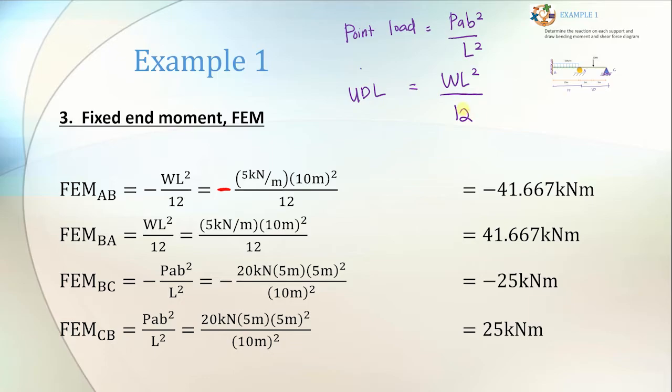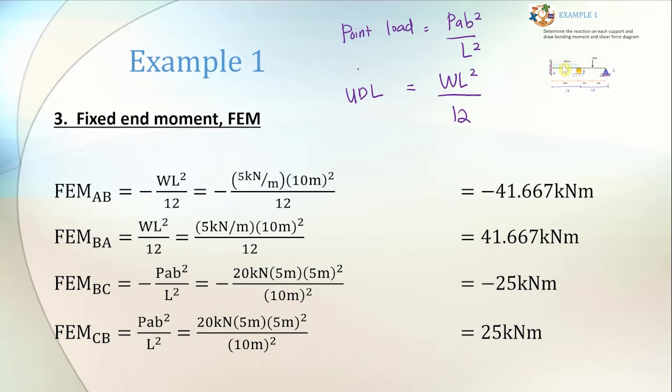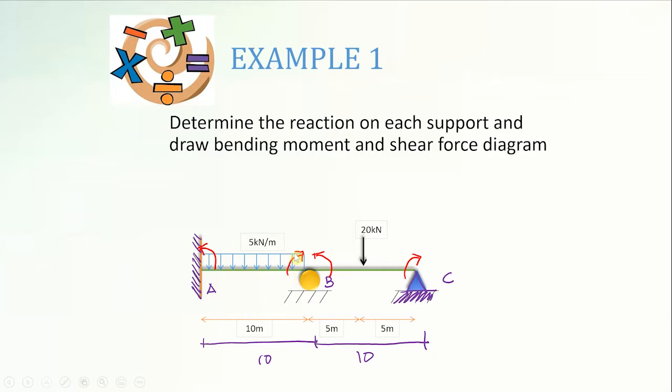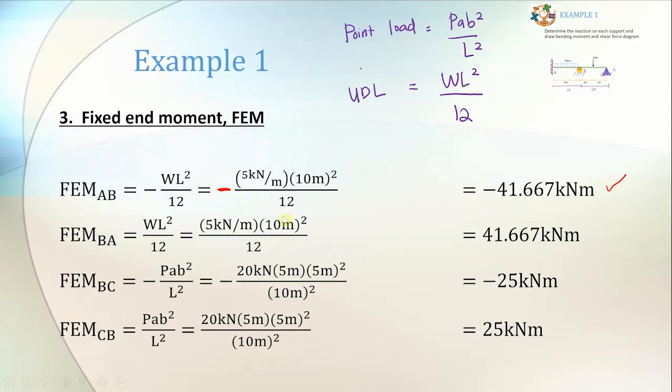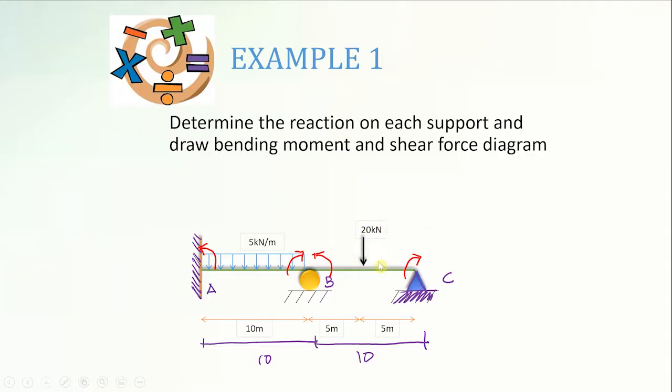Using the formula of WL square over 12. So W ni adalah the UDL which is 5 kilonewton per meter. Length of the beam A ke B 10 meter. Power of 2 divided by 12. That you calculate the value here. For beam B ke A, it is UDL, the same UDL, but there is no negative. Because based on our assumption, B ke A, it is clockwise. Dia positive. When it is positive, don't put negative. Just use the same formula, WL square over 12. You will get 41.667.